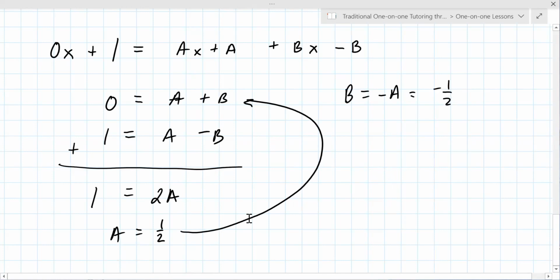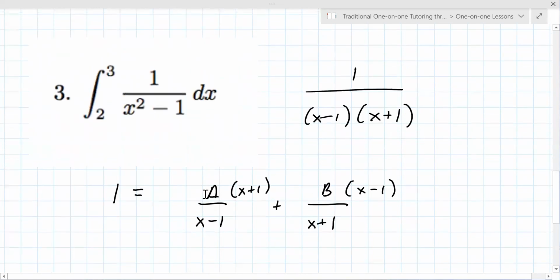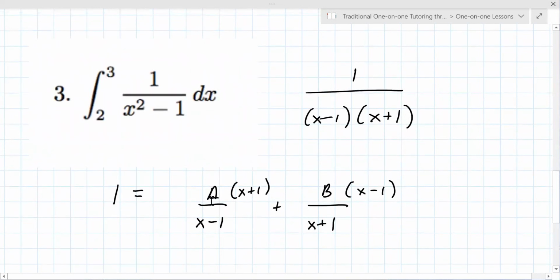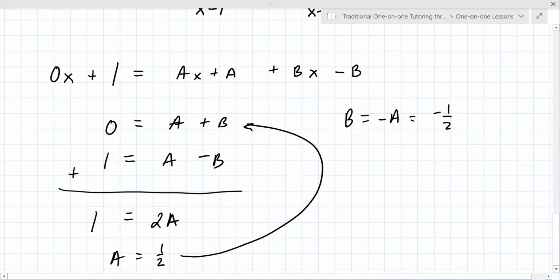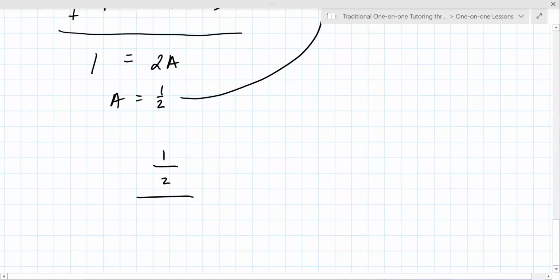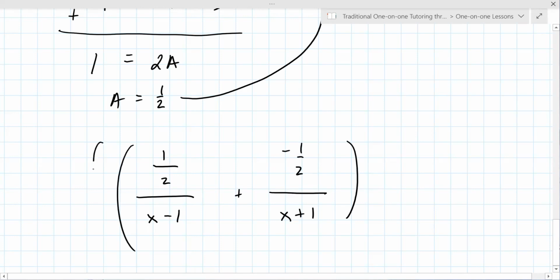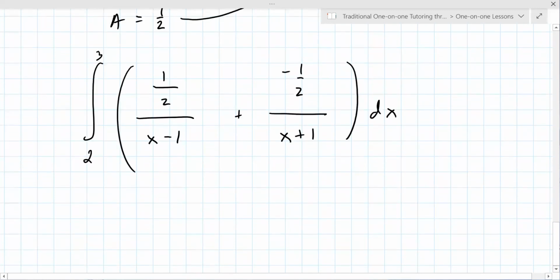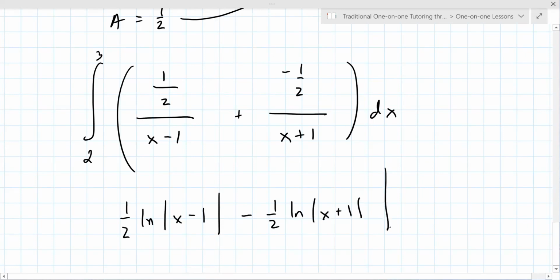Once you get the coefficients, you go back to this line right here and rewrite your integral. It's A over x minus 1, so 1/2 over x minus 1, plus B, which is minus 1/2 over x plus 1, and you're integrating from 2 to 3 dx. Just like the last one, it's natural log: natural log absolute value of x minus 1, 1/2 out in front, minus 1/2 natural log absolute value of x plus 1, evaluated from 2 to 3.